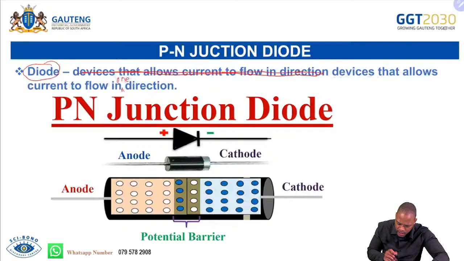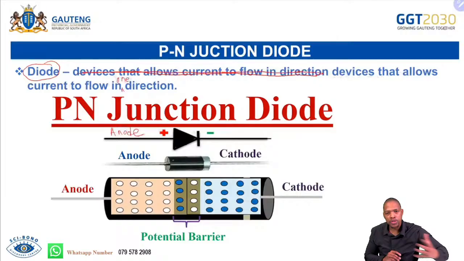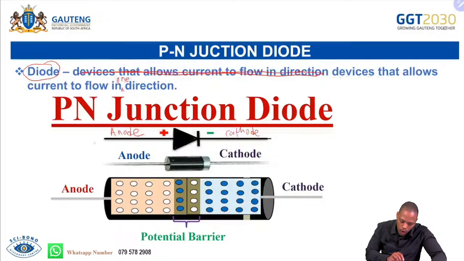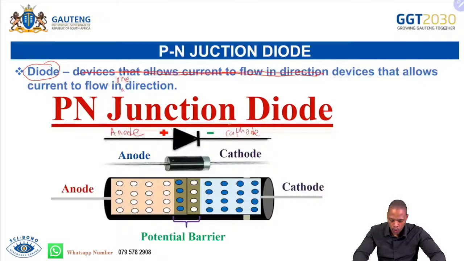As you can see here, this is the circuit symbol of a diode. It looks something like this. This side of a diode, the one that is positive, is called the anode, the positive terminal of a diode. And this side is called the cathode. So, as it is saying, it is a device that allows current to flow only in one direction. So, current in a diode can only flow in this direction, going from anode to cathode.